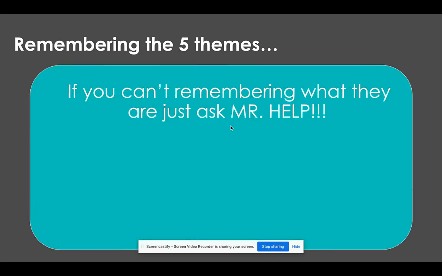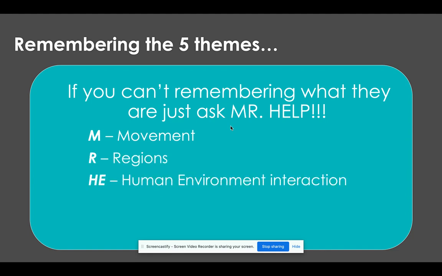To remember those 5 themes, this is a little acronym. Mr. Help got movement, regions, human environment interaction, location, and place.